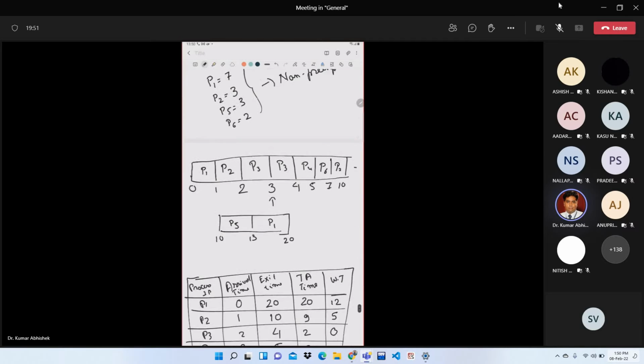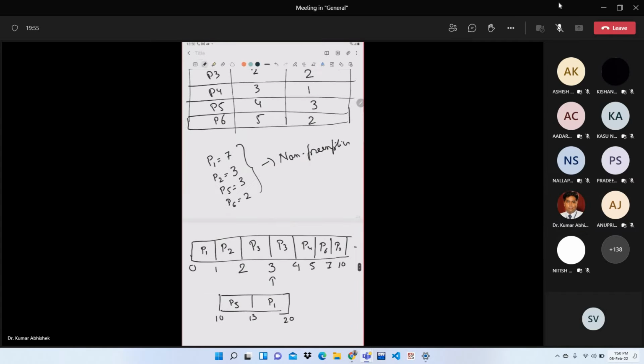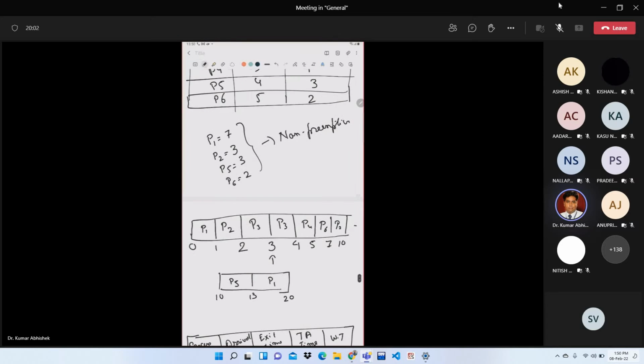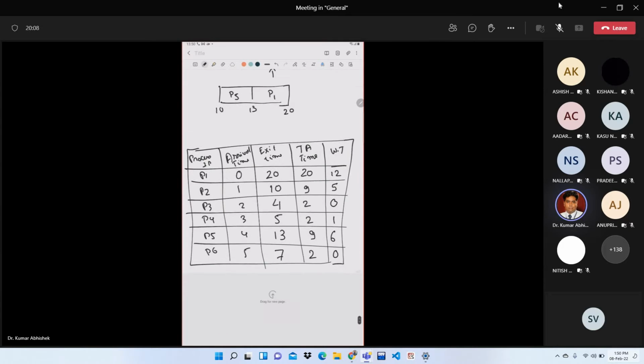Turnaround time minus burst time. This is 1, 2 minus 1. And we have 9 minus 3, which is 6. 2 minus 2 is 0. Is it clear?